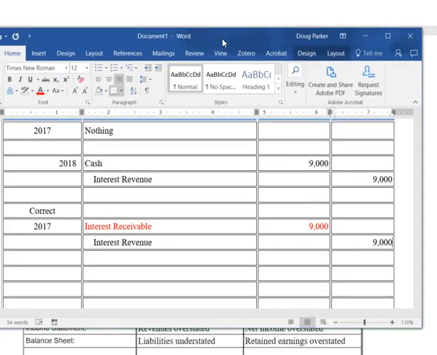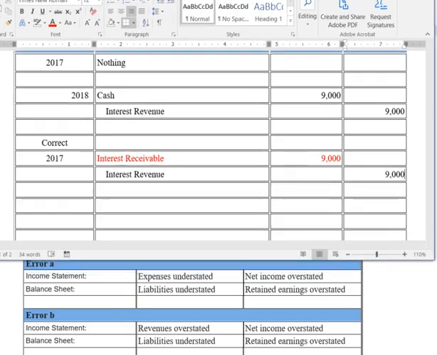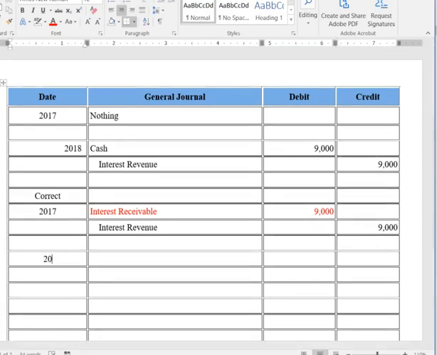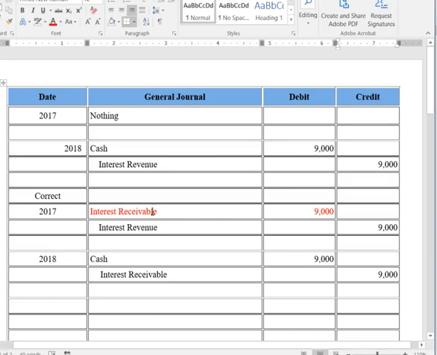Okay, let's pull this up a little bit so we can get more into the screen. And then in 2018, what would happen? Well, we would get the cash in for $9,000. And then we would hit interest receivable. So what's wrong on our books here? Well, notice interest receivable cancels out. The cash is received, so cash is fine. The only issue is this $9,000 that we recorded as interest revenue this year should have been recorded last year.